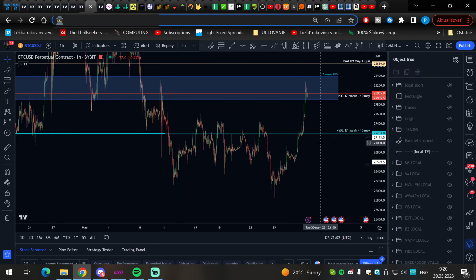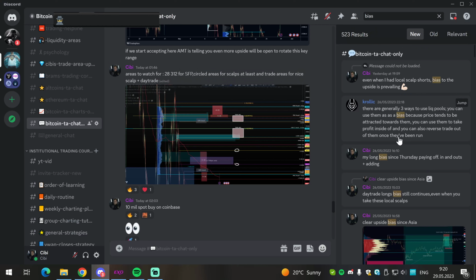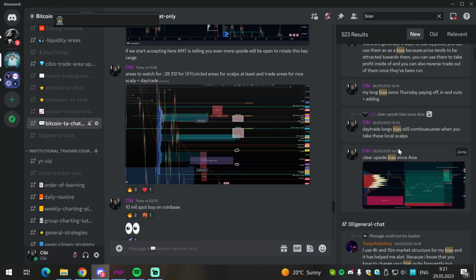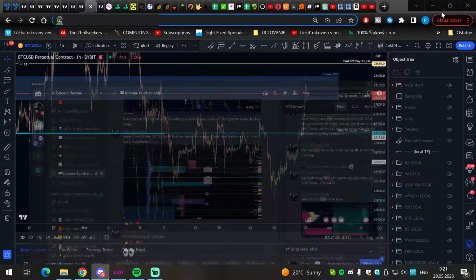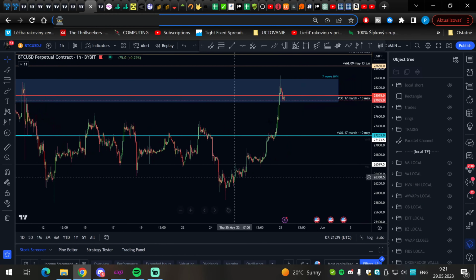And one thing I want to say, why my bias was to the upside. When we go to the group and search the keyword bias, even when I had local scalp shorts, bias to the upside is prevailing. My long bias since Thursday is paying off. In and outs plus adding. Day trade long bias still continues. Look here, for a few days I was just preaching, saying I have a long bias. It's so important because you can be patient in the longs.